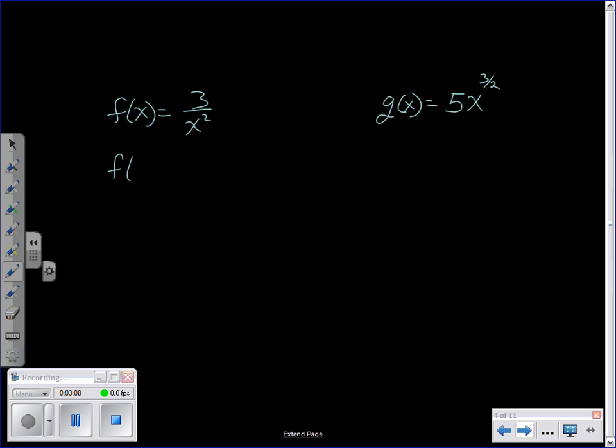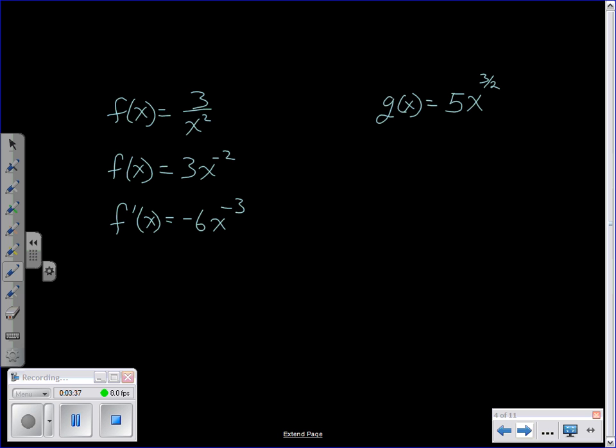I could rewrite this as a power function. So I'll have 3 times x to the negative 2. My derivative then, f prime of x by the power rule, I take the negative 2 and bring it down. Negative 2 times 3 is negative 6, x to the negative 3. So I'm taking negative 2 and multiplying it by 3, so negative 2 times 3 is negative 6. And then I'm going to subtract 1 from my exponent. Negative 2 minus 1 is negative 3.